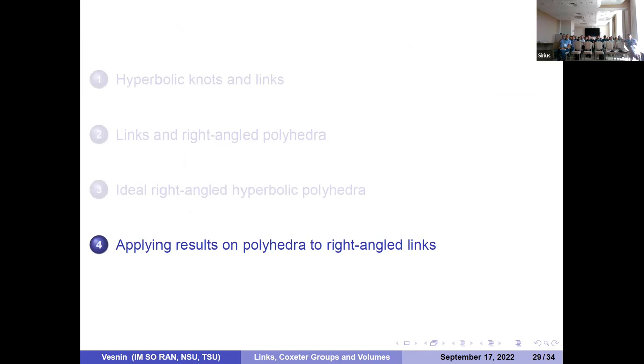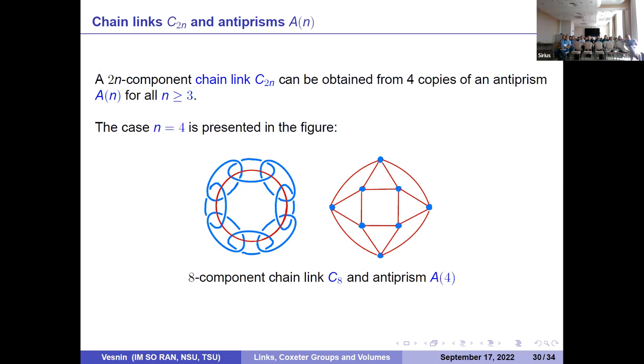And at the end of my talk, I would like to present some application of results from polyhedra to links. As I mentioned before, if you have a chain link, the complement of the chain link can be constructed from four copies of the antiprism. This example is for n equals four. So you have an eight-component chain link and the antiprism with n equals four. And the antiprism is right-angled with ideal vertices.